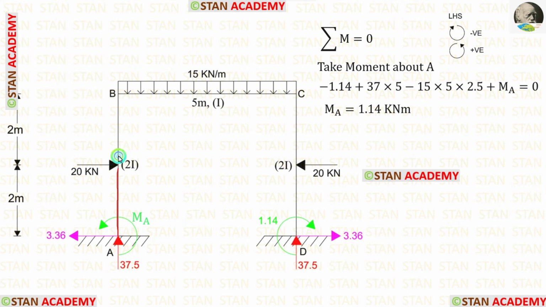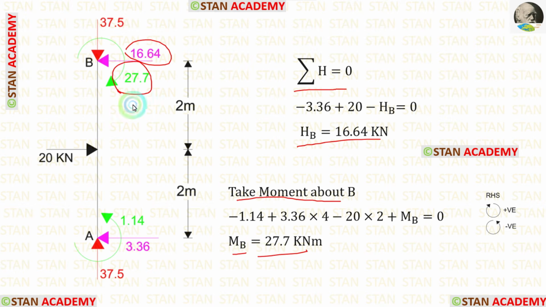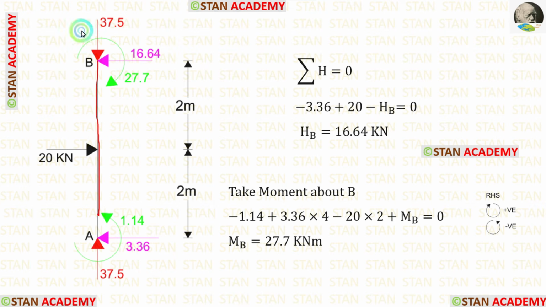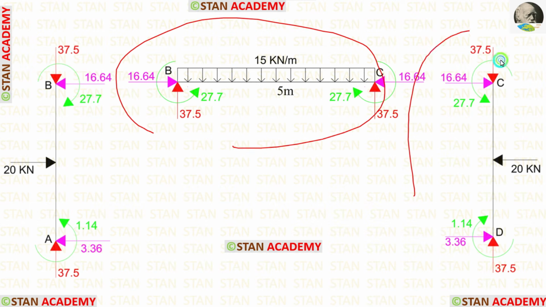Now, let us take AB and make the free body diagram. Let us apply the rule sigma H is 0 and find out HB. Then let us take moment about B. In this way, we can find out MB. For BA, MB is acting in the clockwise direction. So for BC, it should be acting in the anticlockwise direction. In a similar way, we can make the free body diagrams.